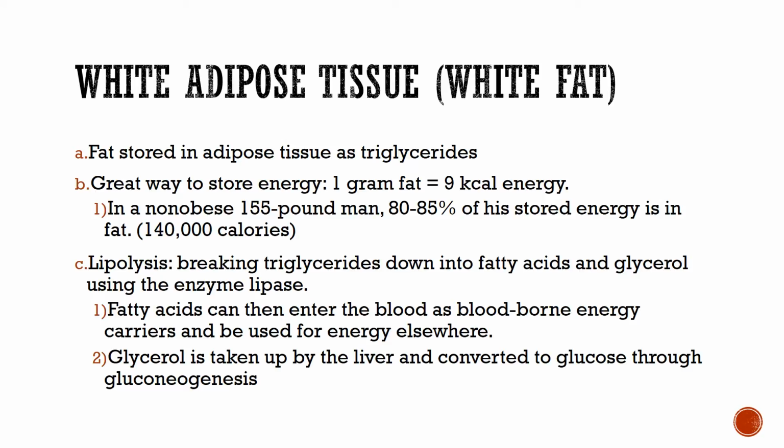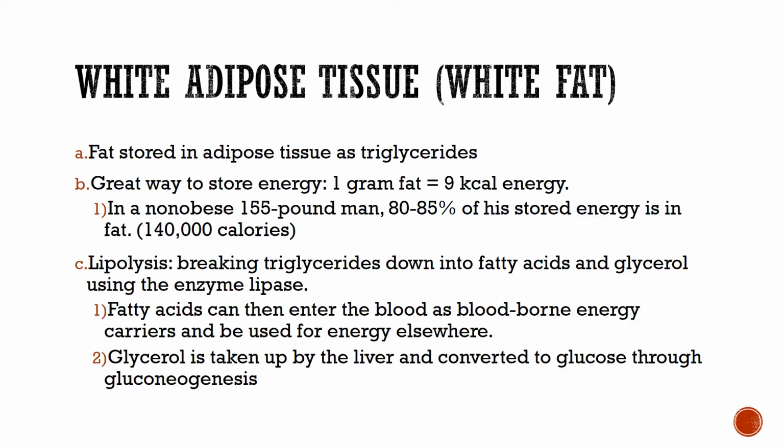We have two different types of adipose: white adipose, or white fat, and brown fat, or brown adipose. White adipose tissue is fat that's stored within our adipose as triglycerides, and it stores the most energy, where 1 gram of fat is equal to 9 kilocalories of energy. Typically in a non-obese 155 pound man, 80 to 85% of stored energy is in the form of fat. So that's about 140,000 calories.